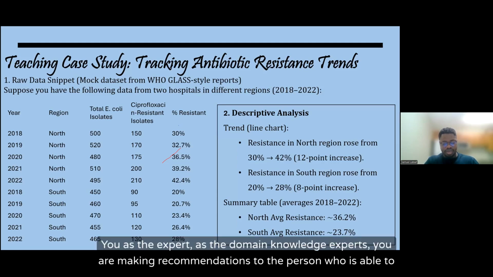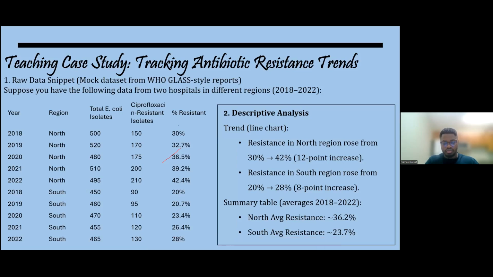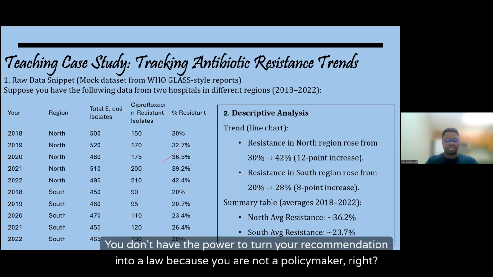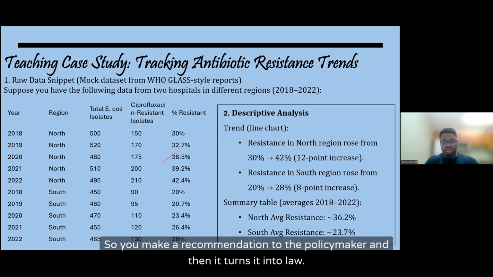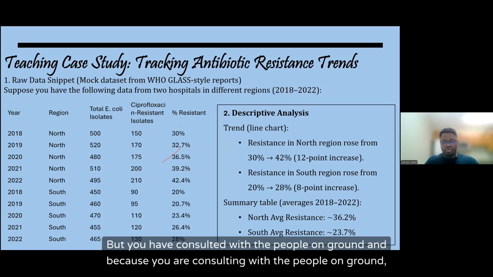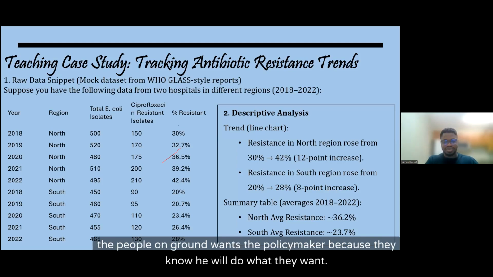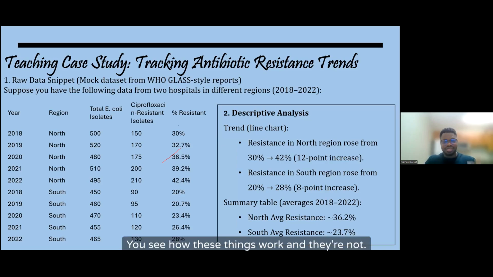You as the expert, as the domain knowledge expert, you are making recommendations to the person who is able to turn your recommendation into a law. You don't have the power to turn your recommendation into a law because you're not a policymaker, right? So you make your recommendation to the policymaker, and then he turns it into law. But you have consulted with the people on the ground. And because you are consulting with the people on the ground, they want the policymaker because they know he will do what they want. They vote for him. You see how these things work hand in hand.